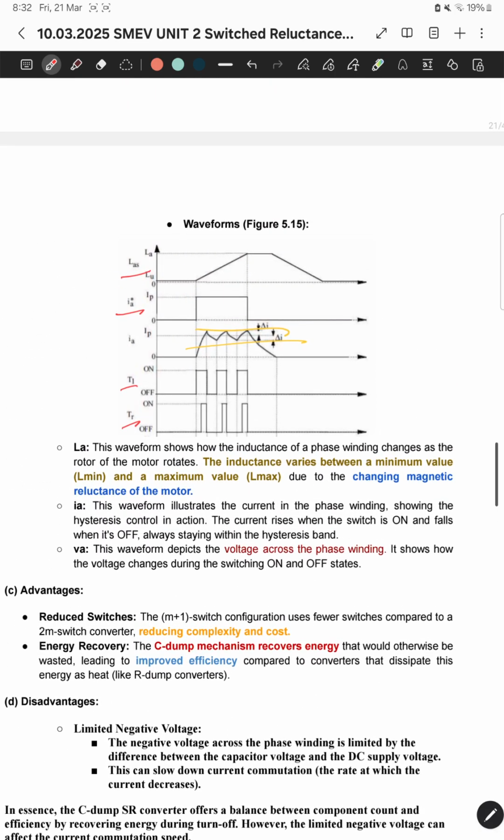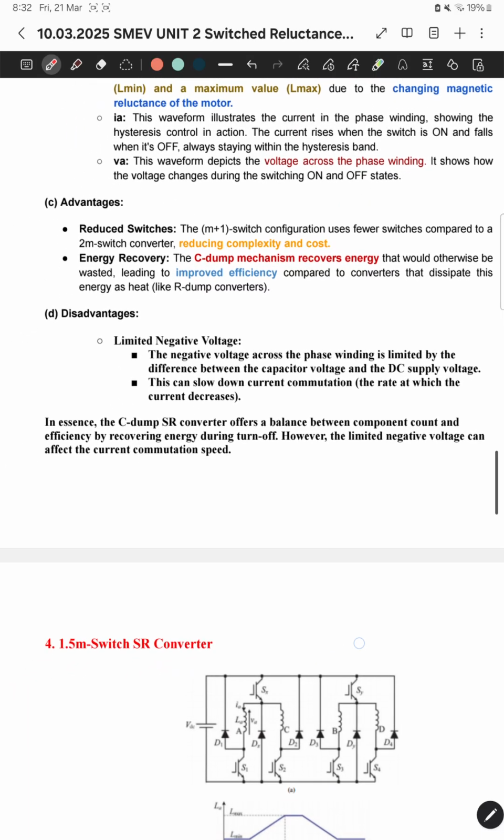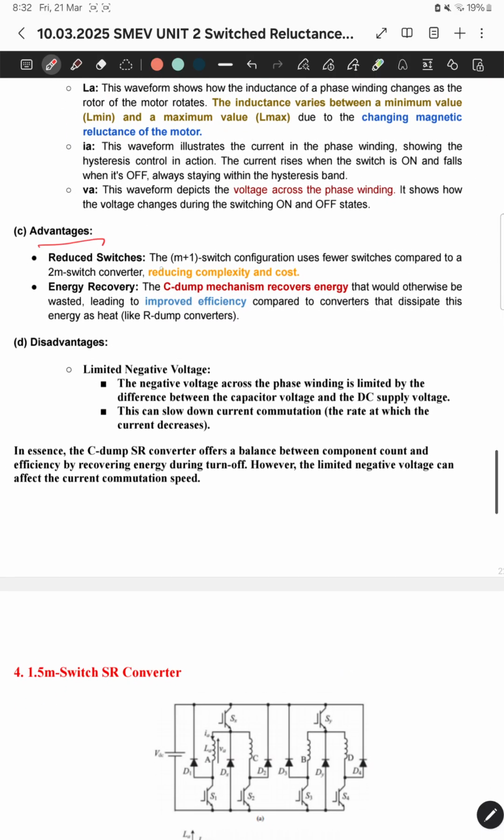This IA star is the reference current, so it is clearly explained here. Coming to the advantages, the number of switches is reduced compared to the 2M switch converter, so switching losses are reduced and the circuit complexity is less. Energy recovery is done by this capacitor C-dump mechanism. I previously said regenerative braking, but energy recovery is the better word.